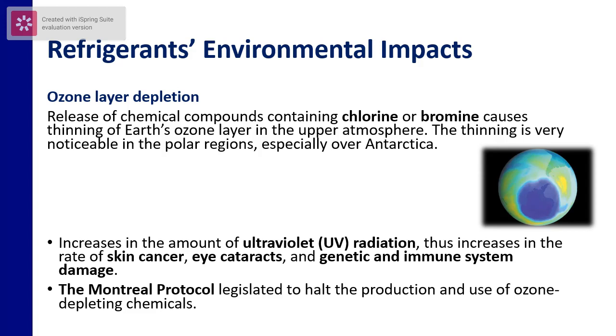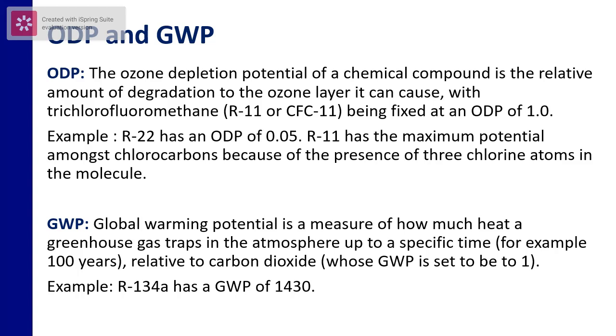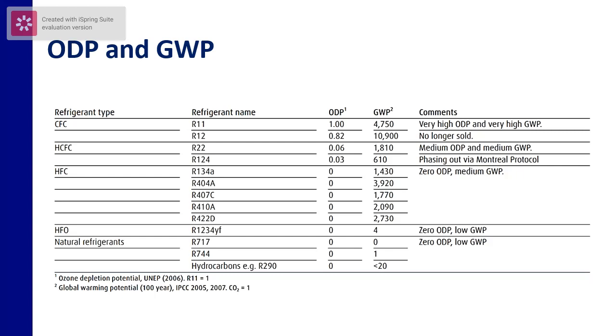The Montreal Protocol was legislated to stop production and use of ozone-depleting chemicals. The global warming potential, GWP, of a refrigerant measures how much heat a greenhouse gas traps in the atmosphere, relative to carbon dioxide. Unfortunately, some of the refrigerants commonly used nowadays have a high GWP. You can find tables such as this one that show the ODP and GWP of each refrigerant.